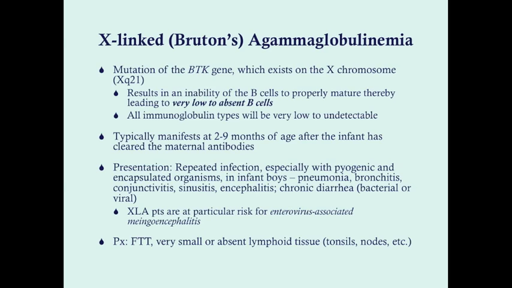Typically, this manifests at 2 to 9 months of age after the infant has cleared the maternal antibodies. Clearing the maternal antibodies usually happens before 6 months old. It's usually pretty early, like 2, 3, 4 months. But it will take a while for infections to start. And the thing is that babies get infections, and you're not going to be thinking immunodeficiency the first time, or maybe even the third time that a baby comes in with an ear infection or with pneumonia.